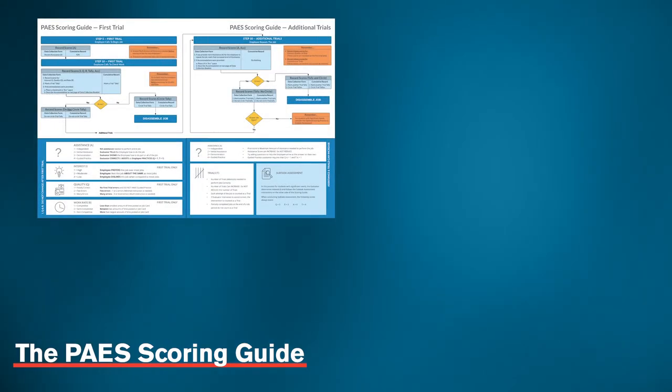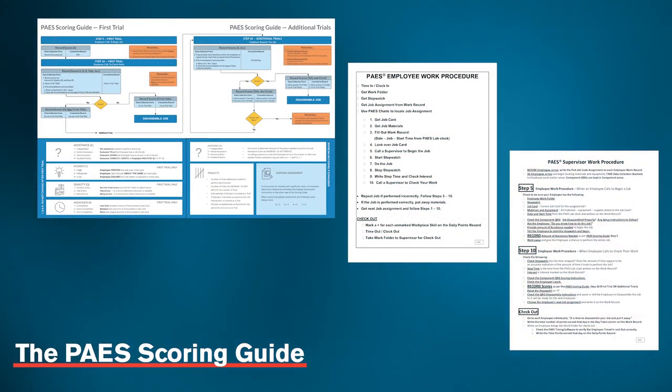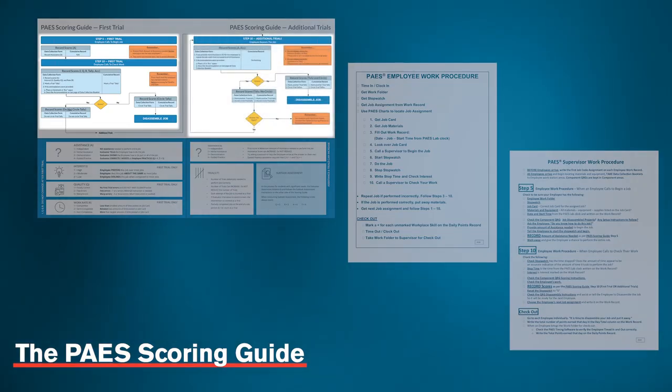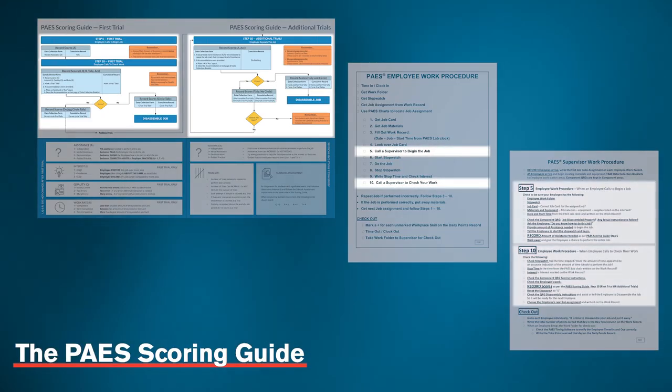The scoring guide flowchart is designed to be used with the employee and supervisor work procedures. It's divided into instructions for assigning scores during Step 5, when the employee calls the supervisor over to begin the job; Step 10, when the employee calls the supervisor over to check their work on their first trial; and a 3rd section for additional trials. These steps match the steps on the employee and supervisor work procedures.